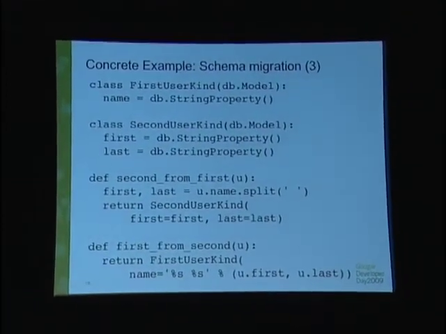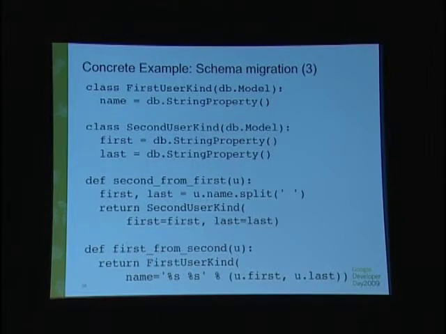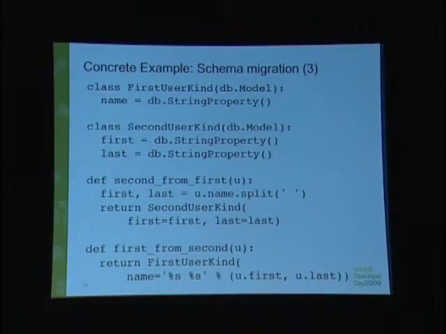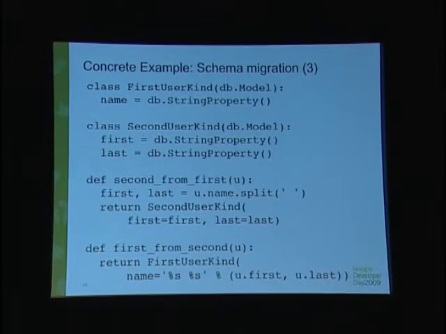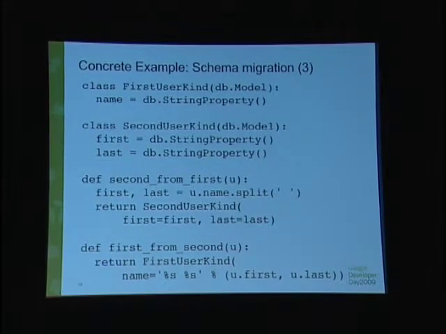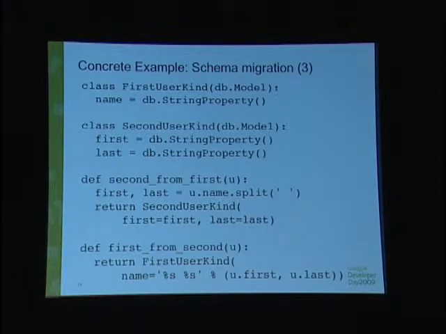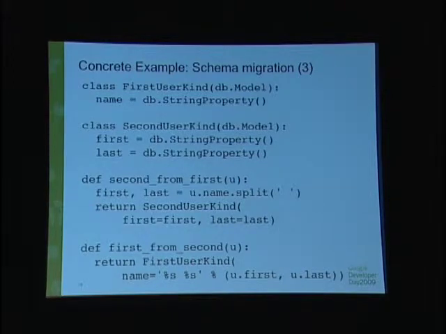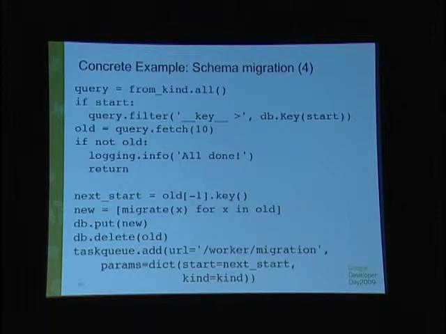Then I have two silly little conversion functions that convert between the two of them. One of them splits on a space and makes a second user kind. The other one takes the first and last and concatenates them with a space. Okay, really simple. So that's the only difference, is the space, right? Okay, we got it. All right, I'll go slower now.